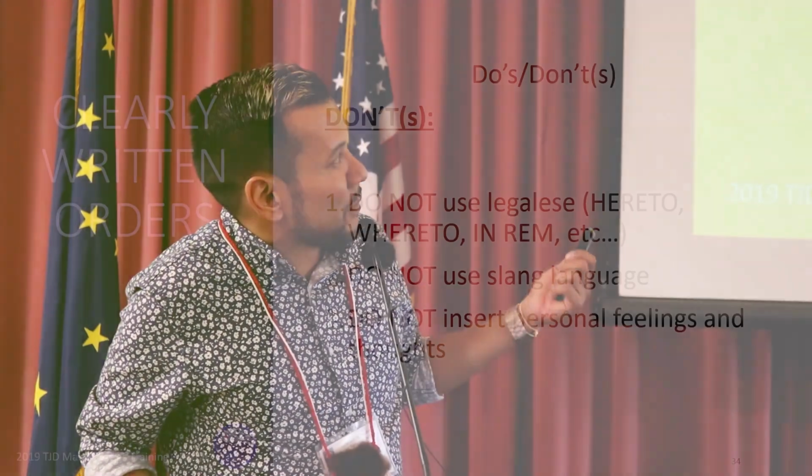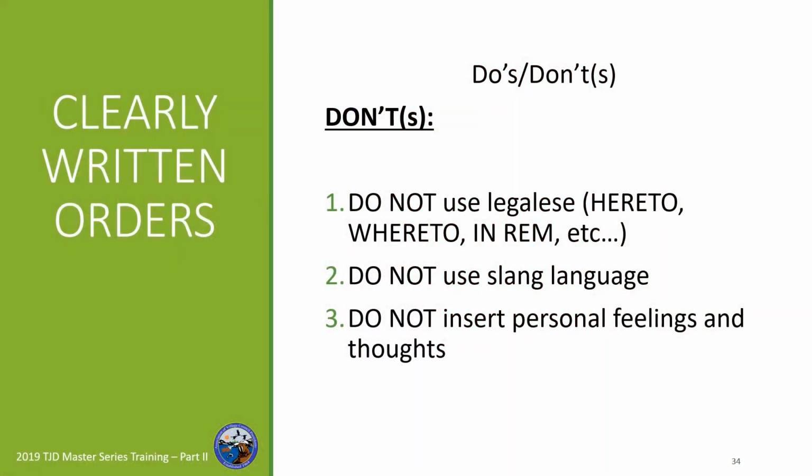So the don'ts: we don't want to use legalese, like herein, whereto, in rem, all that stuff that we don't really understand, or why people talk like that. Just get rid of it. Write "in front of me was" or "on this day." And we want to make sure that we're not using slang language. It may be normal for your community, but we want to make sure that we're using language that we can all understand.